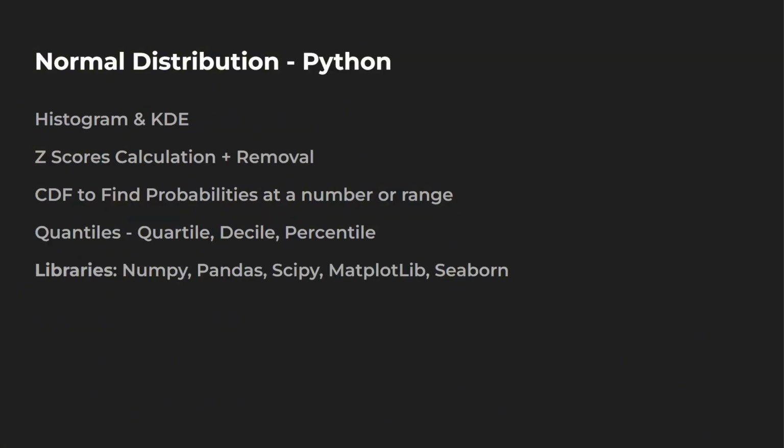And what is going to be covered on the Python side of things? Well, a histogram as well as a KDE. We'll plot the histogram first, and we'll add in a KDE on top of it. We're going to cover z-scores. We're going to calculate those in a data frame, as well as removing outliers. We're going to cover the CDF to find probabilities at a number or a range. Cover quantiles, quartile, decile, and percentile. And this is going to cover libraries like NumPy, Pandas, SciPy, Matplotlib, as well as Seaborn.